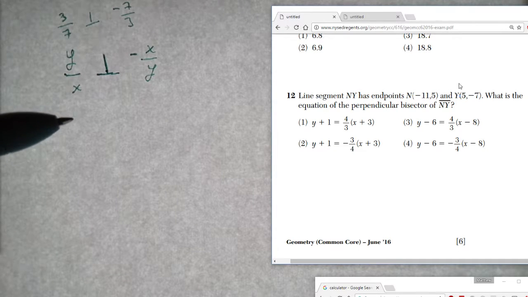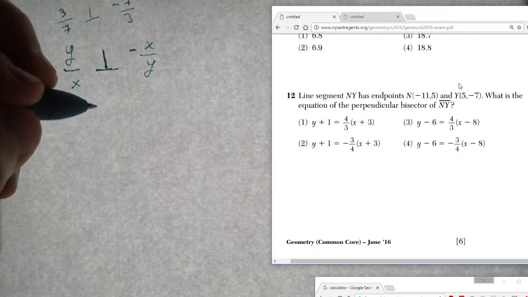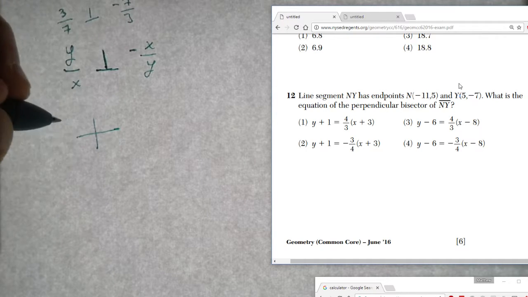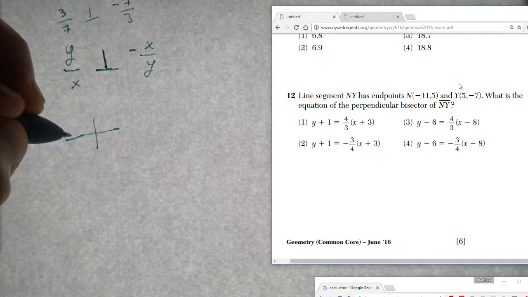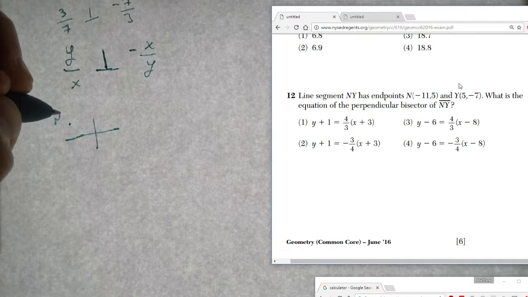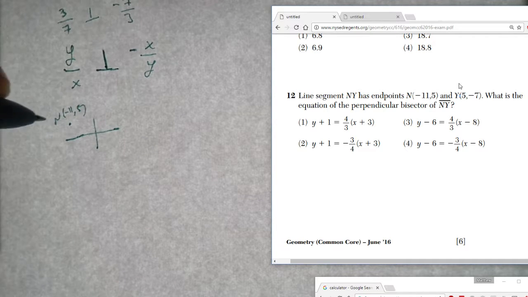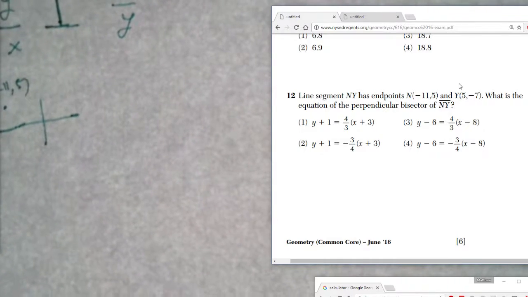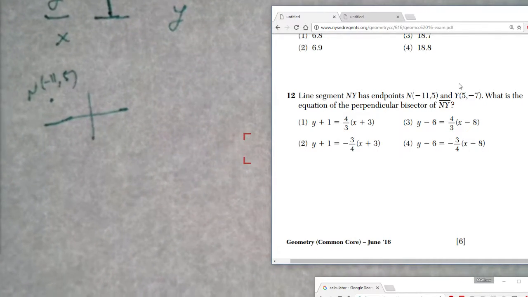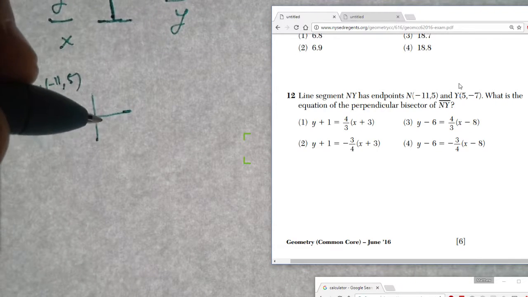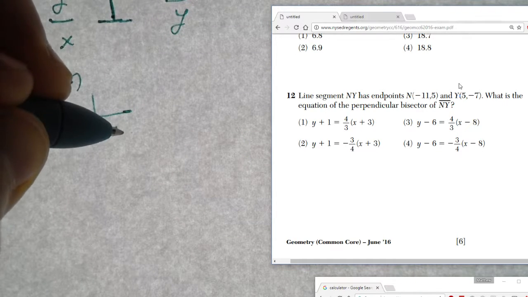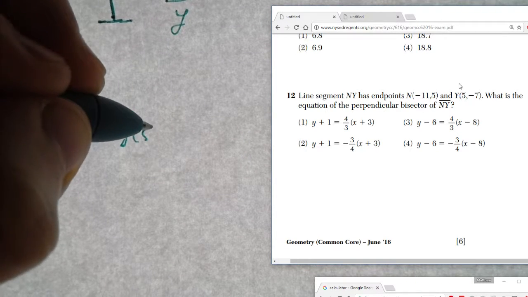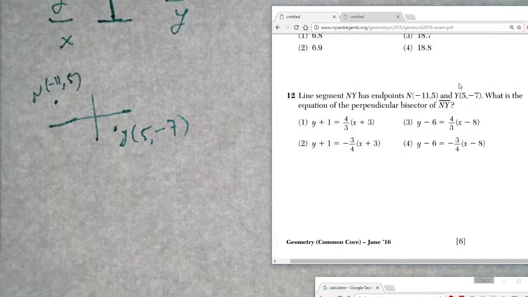To help out with that, maybe I'll draw a little sketch here. I'll say that N is all the way over here at (-11, 5), and then Y is down over here at (5, -7).